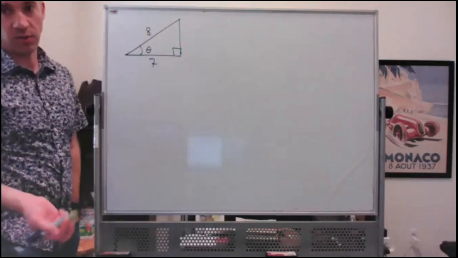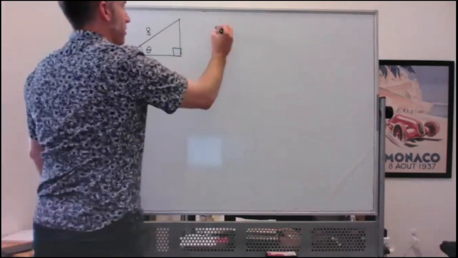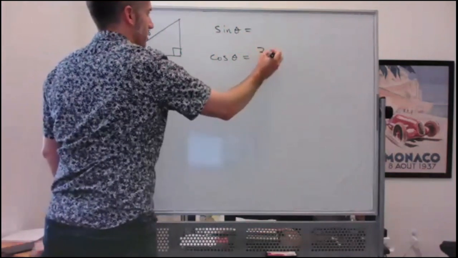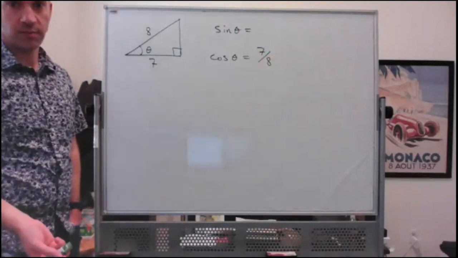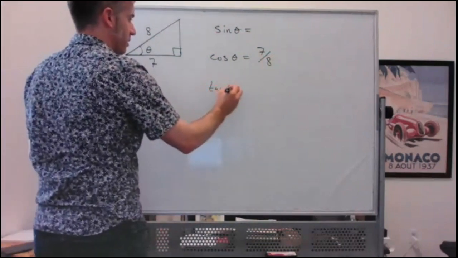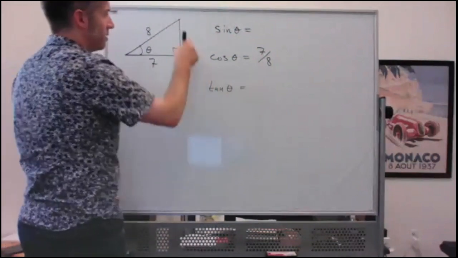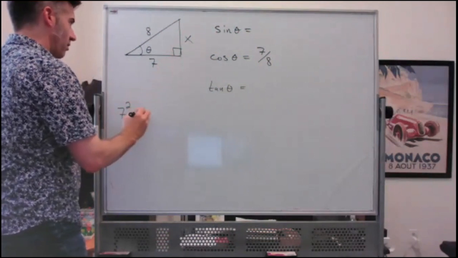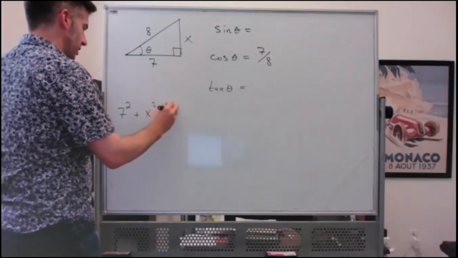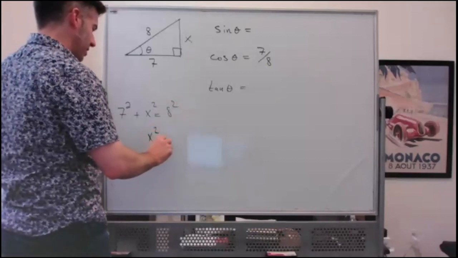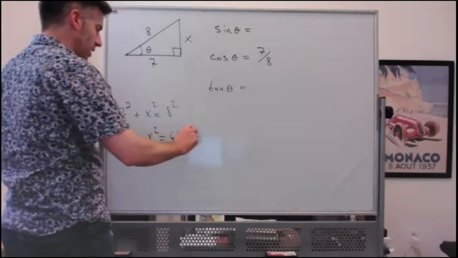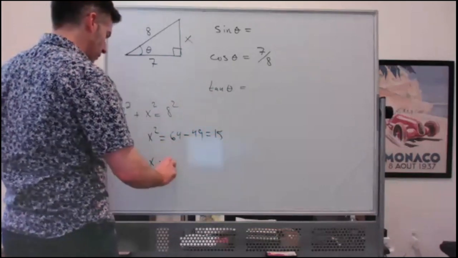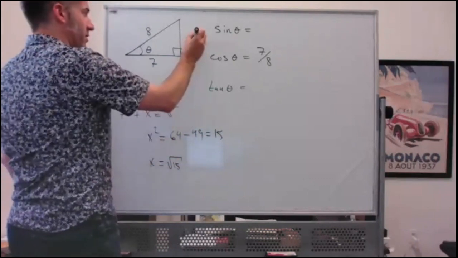And so if we wanted to, we could find cosine right off the bat, right? I don't know what sine is yet, but I certainly know that cosine is 7/8. And we can find everything else pretty easily. But to find everything else, we need to find that third side of the triangle. So we're going to use the Pythagorean theorem. 7 squared plus x squared equals 8 squared. X squared is going to equal 64 minus 49, and that's 15. And so x is going to be the square root of 15, or radical 15 if you prefer.